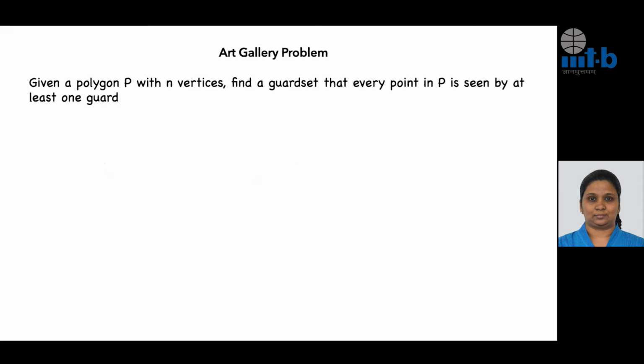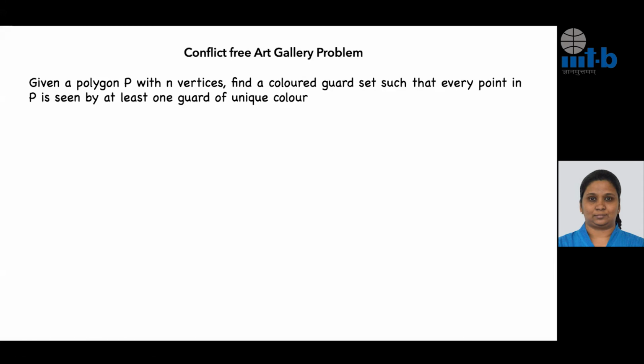So the art gallery problem, as I said, is: given a polygon P with n vertices, find a guard set. By guard set, I mean the positions that can see the entire polygon. Find a guard set such that every point in P is seen by at least one guard. The art gallery problem is a very old classic problem. It's been around since the 70s. It was introduced in 73 and it's still studied. And the conflict-free art gallery problem is looking for a guard set such that every point in P is seen by at least one guard of unique color, or distinct color.